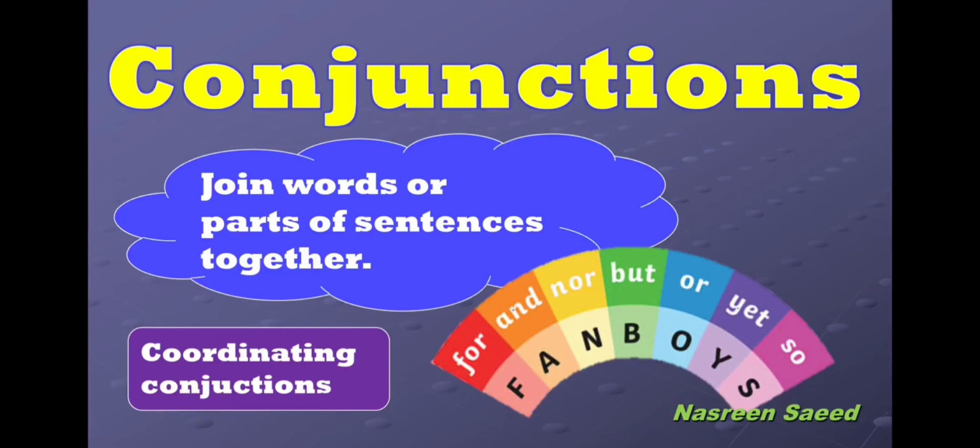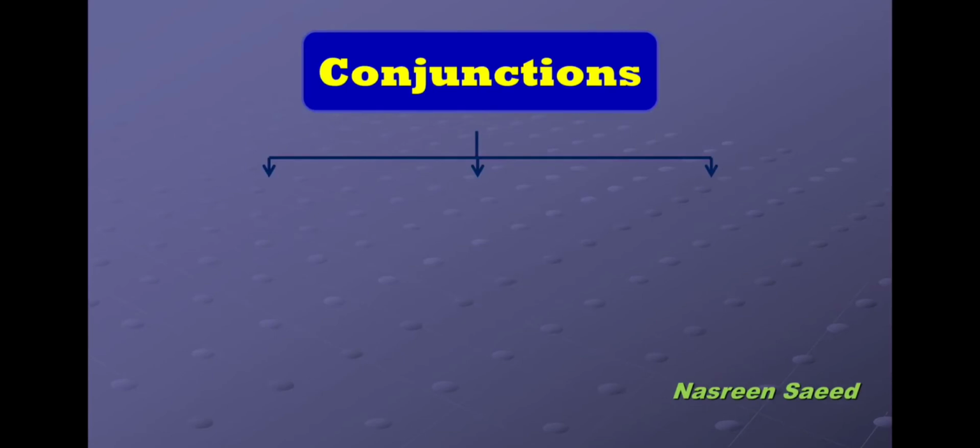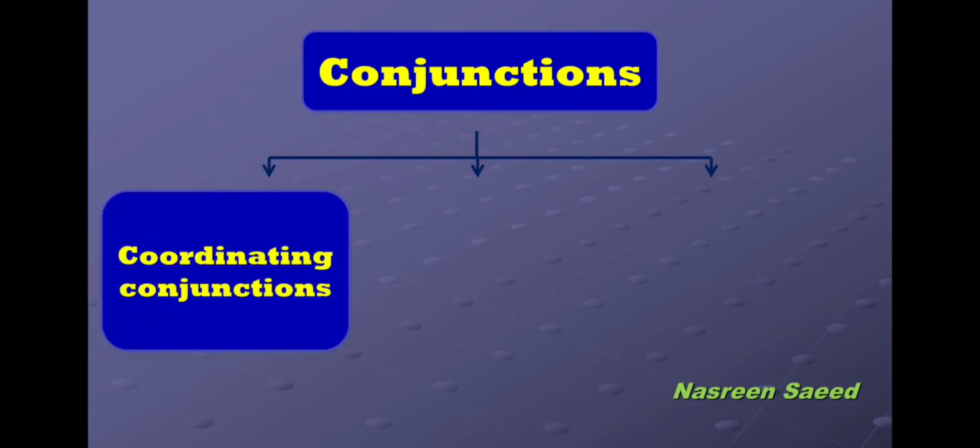Now you will say, Miss, we have already learned the conjunctions. What are you teaching again? So conjunctions have three parts. How many parts do conjunctions have? Conjunctions have three parts. The first is coordinating conjunctions, which you have already studied in your third standard. Just now I explained to you: and, but, nor. These were coordinating conjunctions.